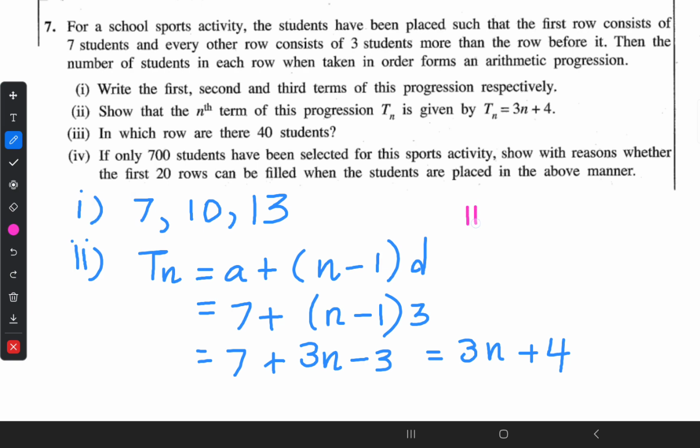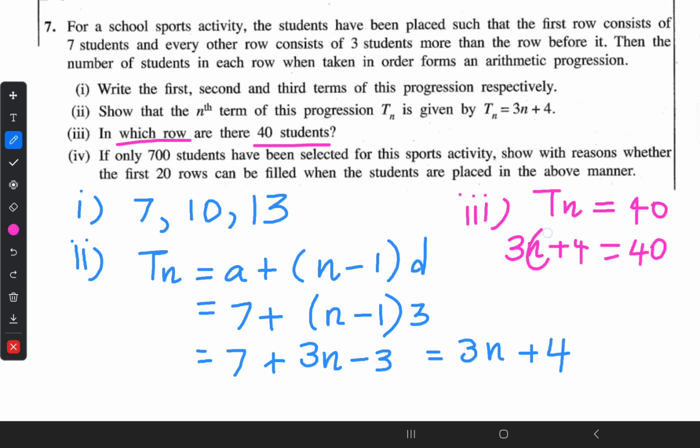Then for the third question: in which row are there 40 students? You cannot substitute n as 40. Here they are not asking how many students in the 40th row. They are asking in which row there are 40 students. That means Tn equals 40. We know the expression for Tn, which is 3n plus 4, equals 40.